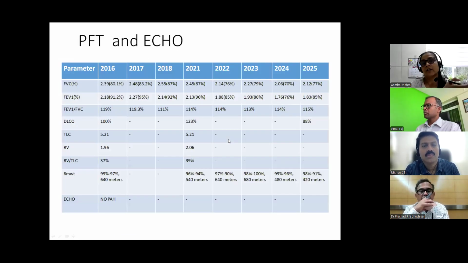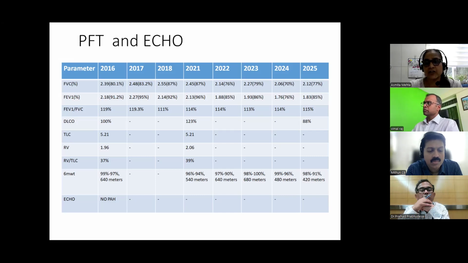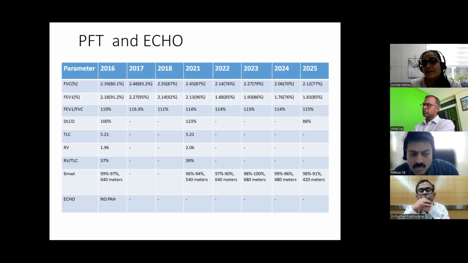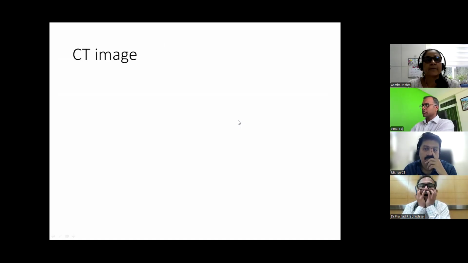And this is his spirometry and DLCO and other investigations over the years. As you can see, overall status quo in FEV1 upon FVC as well as the ratio. And surprisingly, even DLCO is not decreased, but RV by TLC was 37-39%. There was no desaturation. He covered 420 meters. But in 2025, he desaturated from 98 to 91%, though he still walked 420 meters. So he has some desaturation this visit, but most of the time his physiological functions were very good. And with that, I will stop sharing my screen and hand over to Vimal Raj sir.